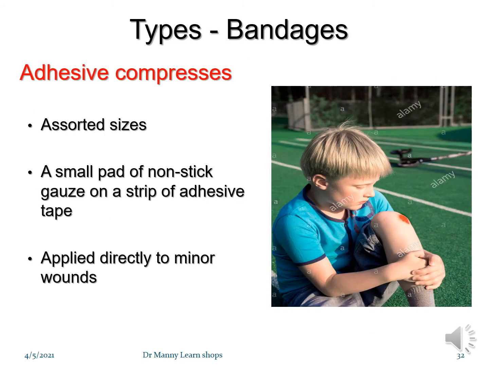What are some of the types of bandages? You've got adhesive compresses, and they come in assorted sizes. Typically, I think of them as Band-Aids. It's a small pad of non-stick gauze on a strip of adhesive tape, and it's applied directly to a minor wound.